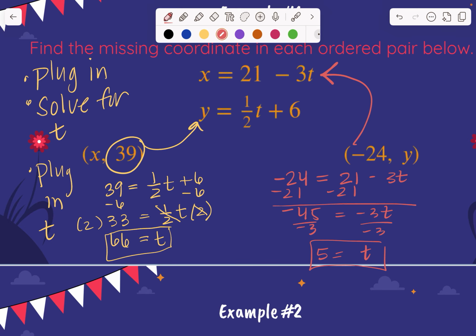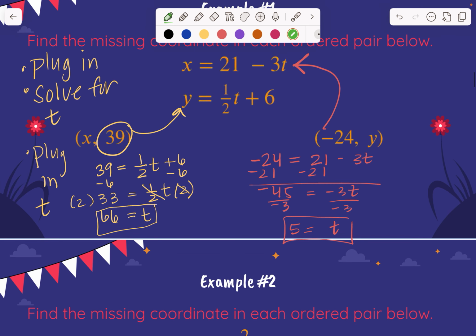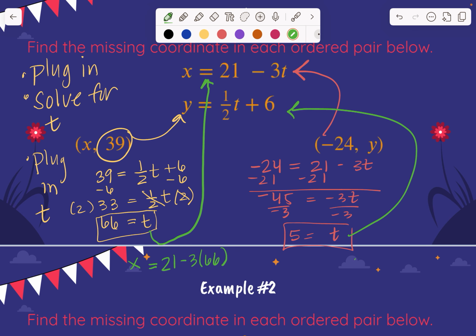Now, what I didn't do for either one was plug it back in to solve for the other part. So, after a long day of golf, I have forgotten the next step. For this one, I am plugging t to find the x. Good thing I remembered. So 21 minus 3 times 66 equals x. And for this one, I'm going to plug it in to find the y. I'm going to get my calculator out. 1/2 of 5 plus 6.